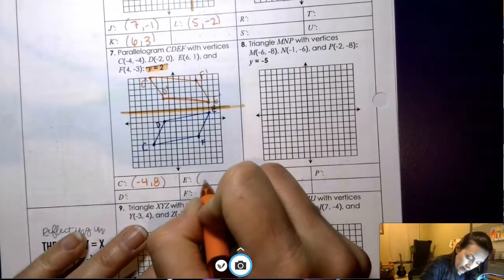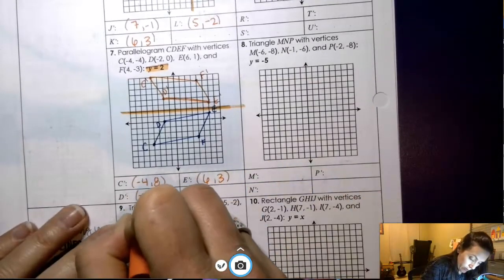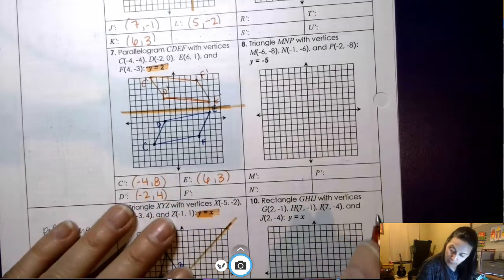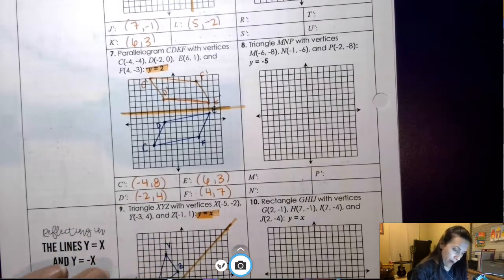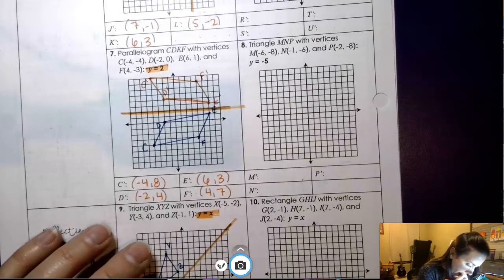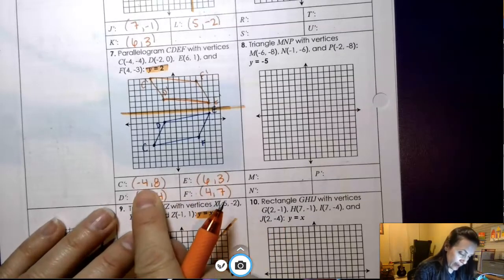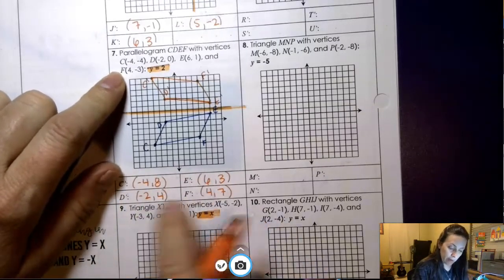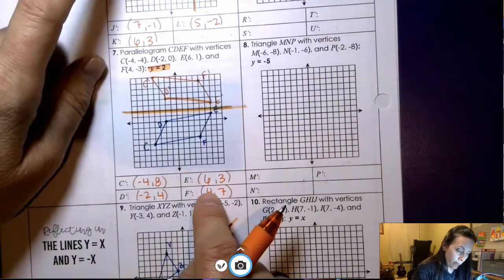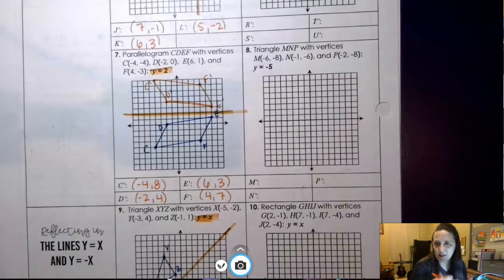These other ones are going to be E will be 6, 3. D prime will be negative 2, 4. F prime will be 4, 7. There we go. So the thing that did stay the same here, actually, all of the x's did stay the same, the y's changed. Up here, all of the y's stayed the same and the x's changed. But there's not like a consistent number that the x's would change, so keep that in mind.